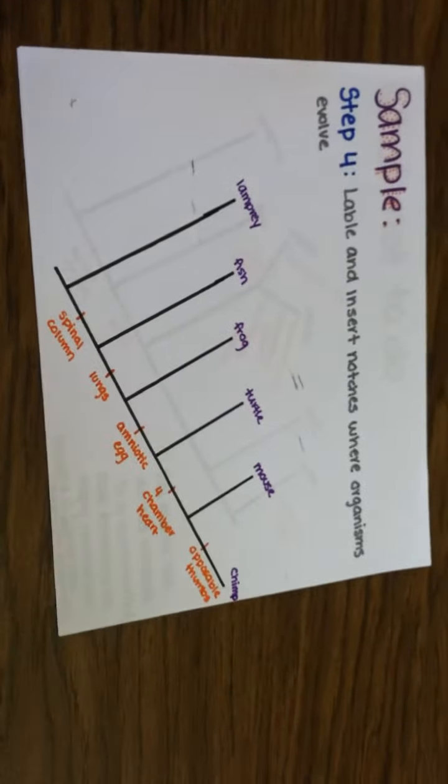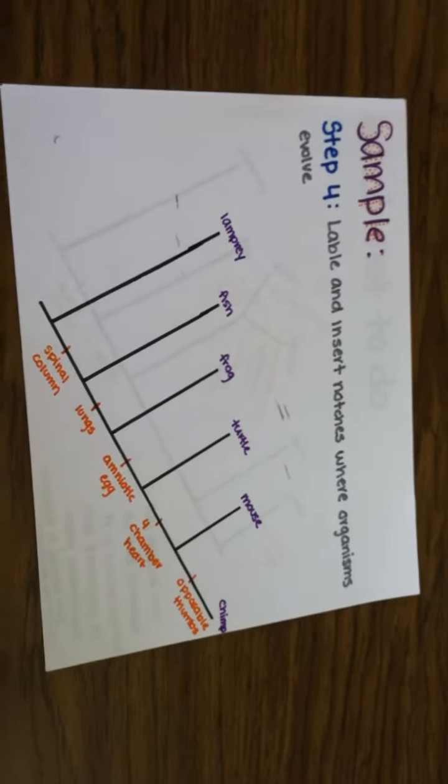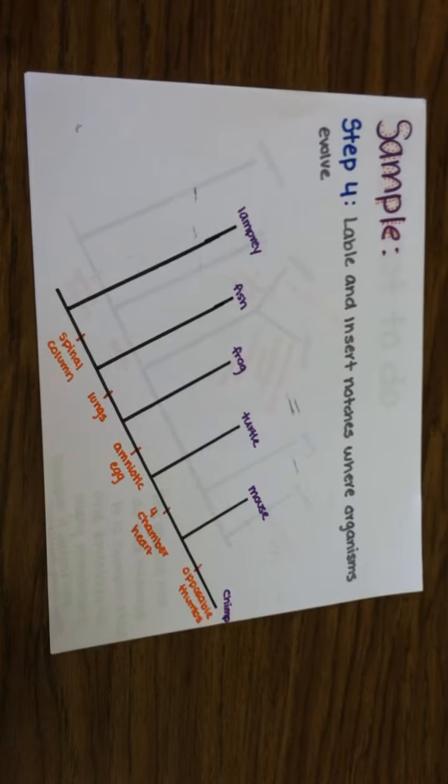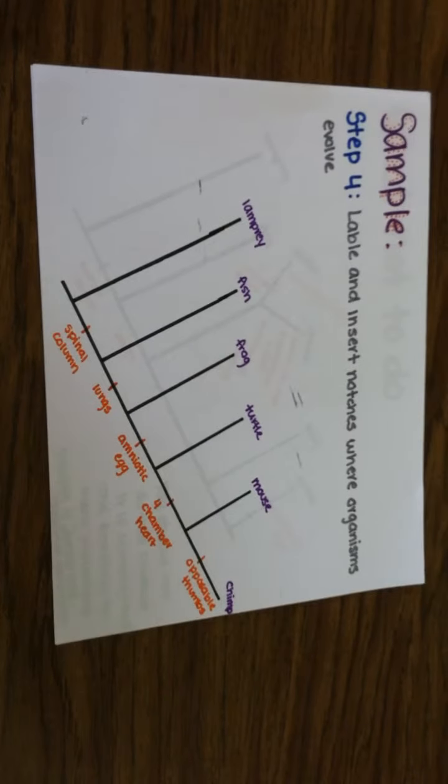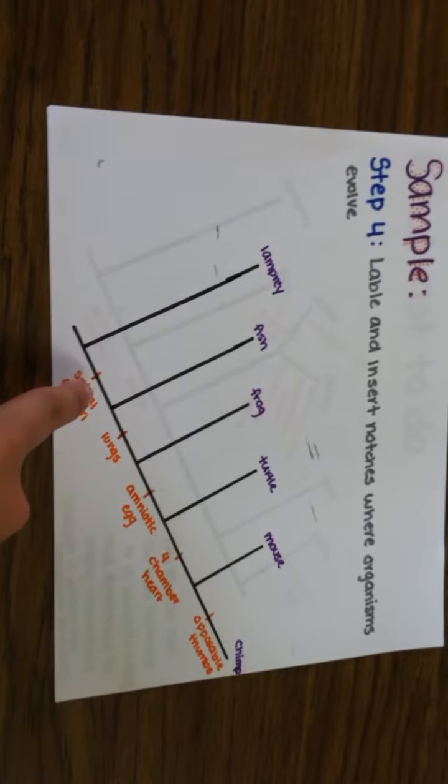And you must also refer back to your character chart to see which organisms have which characteristics. Label the characteristics behind the organisms that first possess it. For example, a spinal column comes behind fish because everything after fish has a spinal column.